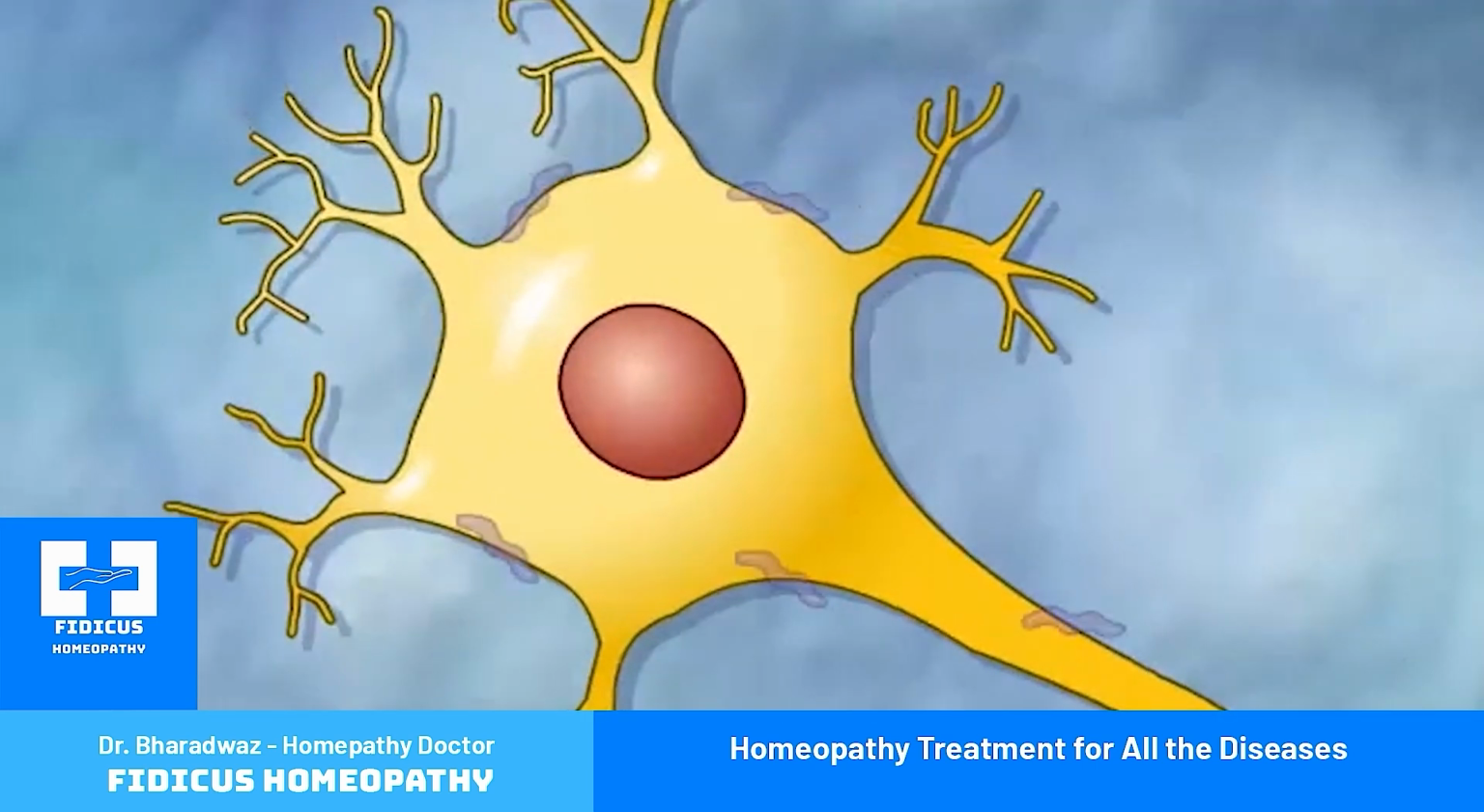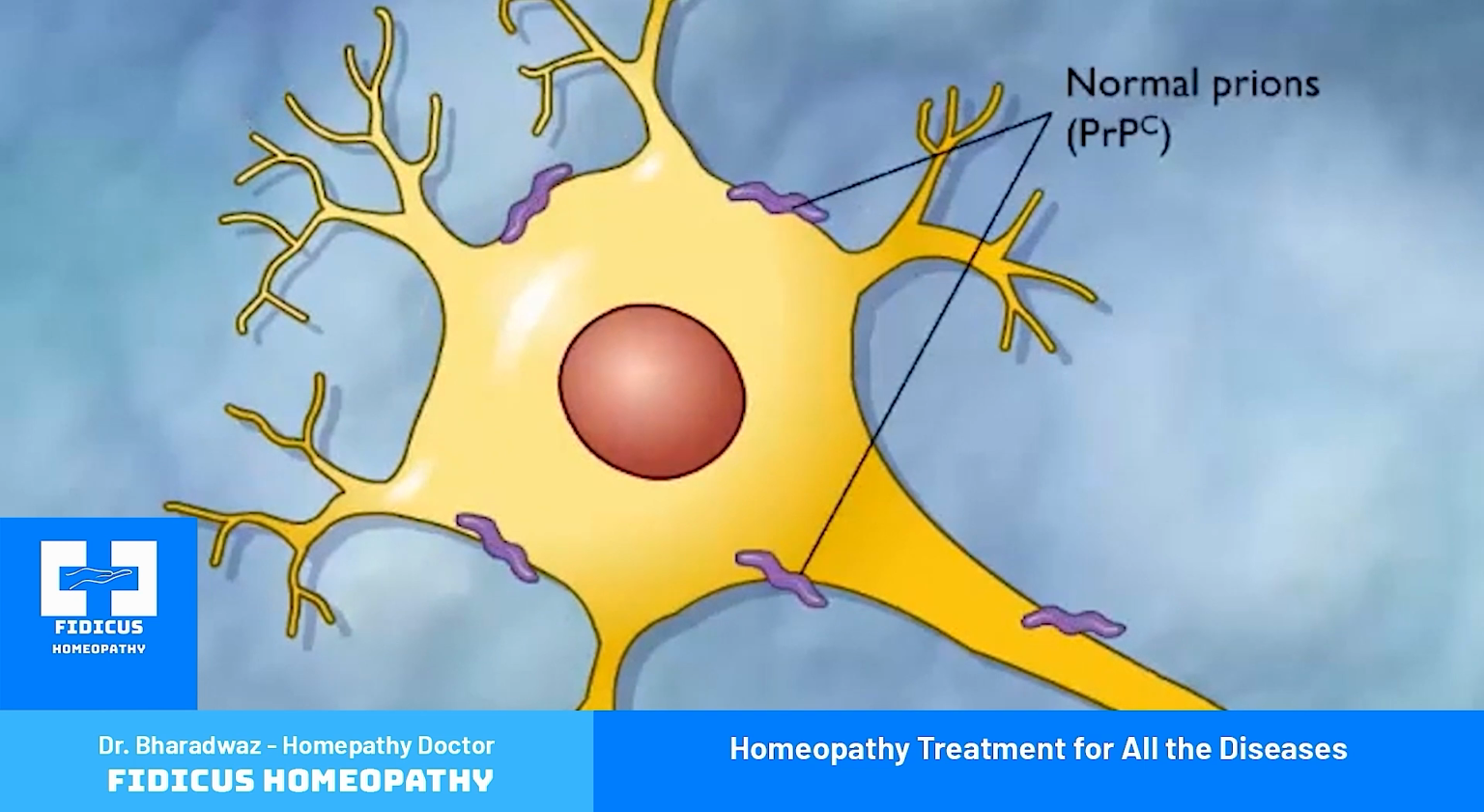The main function of this prion protein is to protect the nerves. There are other functions as well, but the main function is to protect the nerves, especially when there are low oxygen levels. These prion proteins act as protection for the nerve cells of the brain and spinal cord.